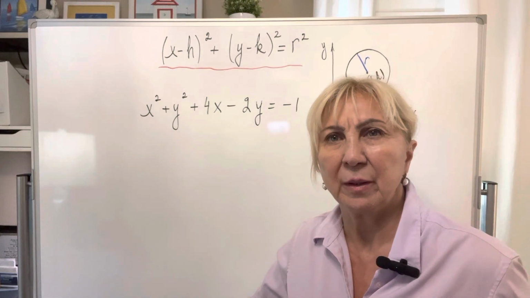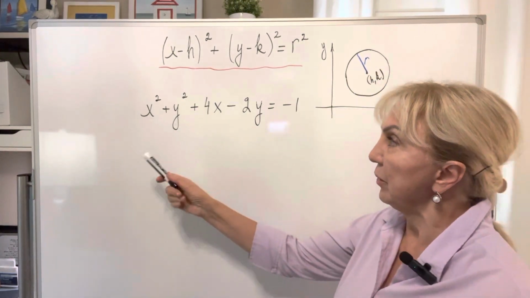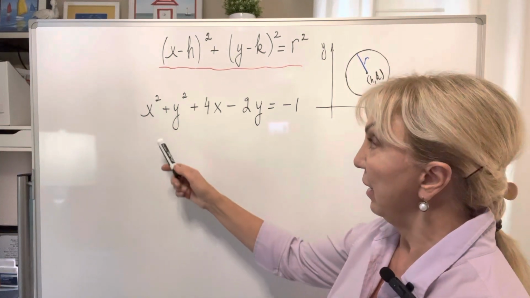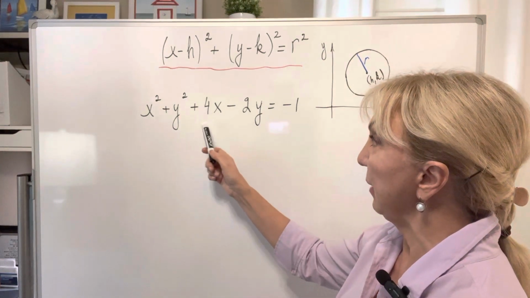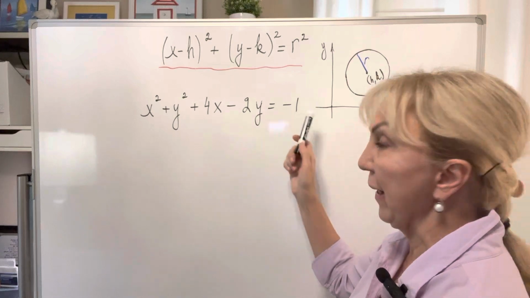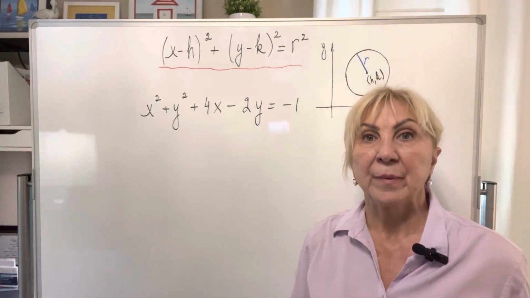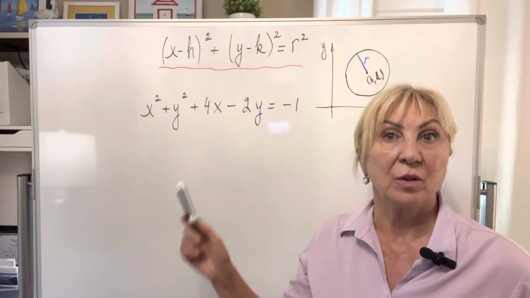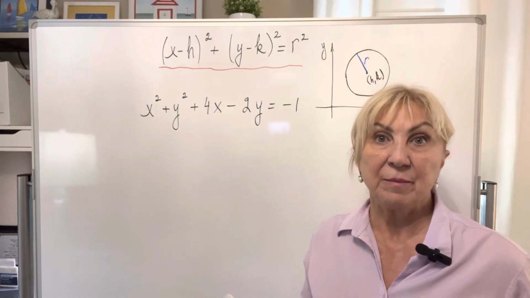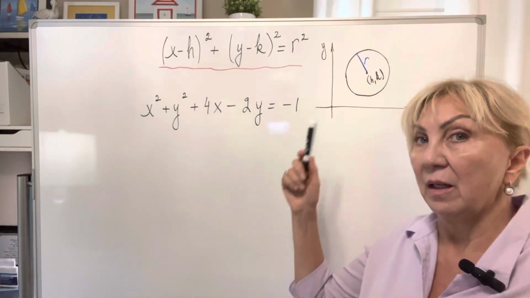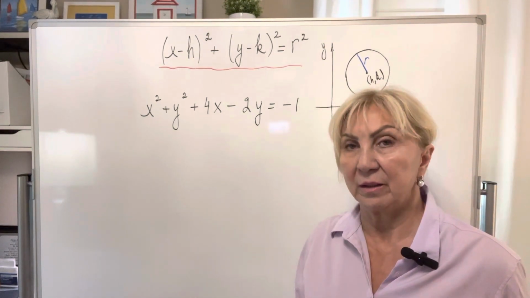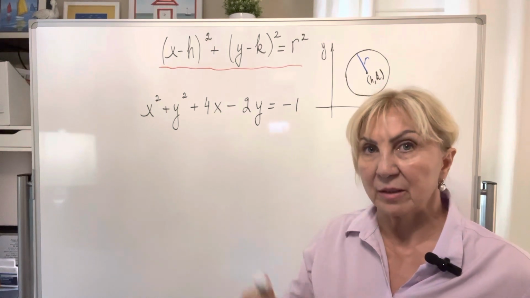This is a typical question. Given the equation of the circle, x squared plus y squared plus 4x minus 2y equals -1, find the radius of this circle. Sometimes they can ask you to find the coordinates of the center and the radius as well. So we're going to answer those questions.